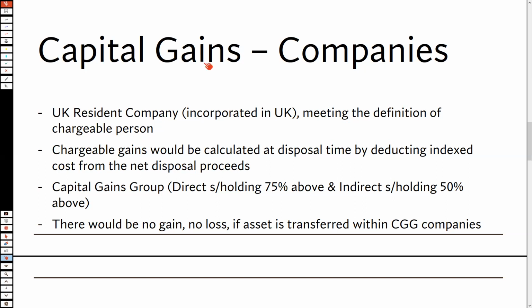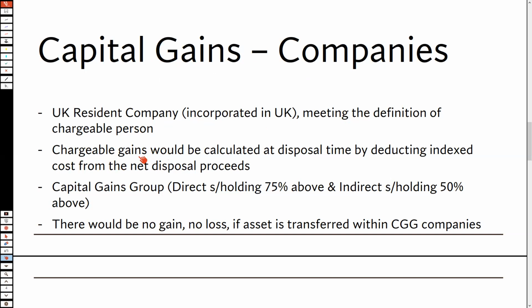So the basic requirement for companies: which company will pay the capital gain? Any UK resident company would be paying the capital gains. And what is a UK resident company? Any company which is incorporated in UK would be meeting the definition of chargeable person. So that company will become the UK resident company and has to pay the capital gains. And there is taxation on the capital gains of the companies.